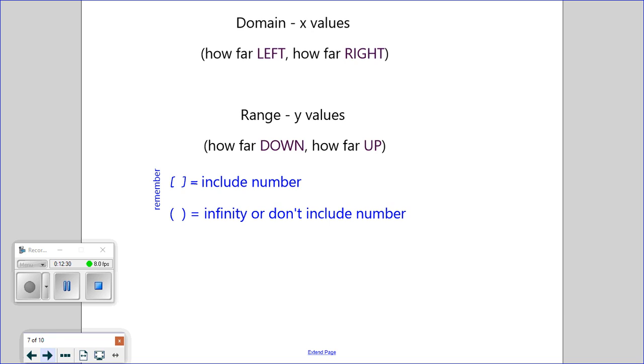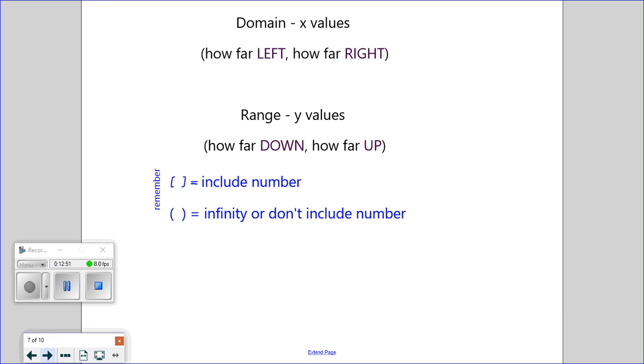Range is our y values. That is going to come from our y-axis. It's going to be the lowest point on our graph up to the highest point on our graph. I will remind you that if we put a bracket by a number, that means we include it. If we put a parentheses, that means we don't include it. And that can also be an infinity.